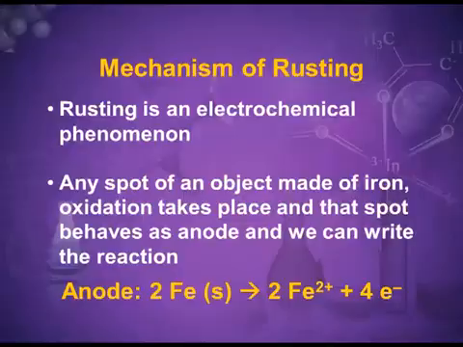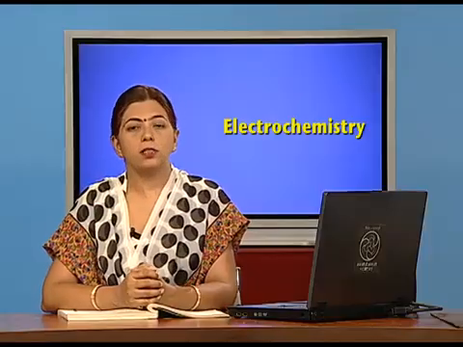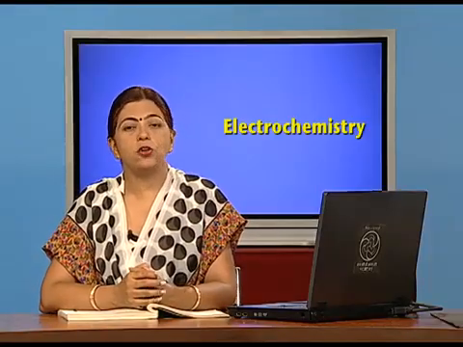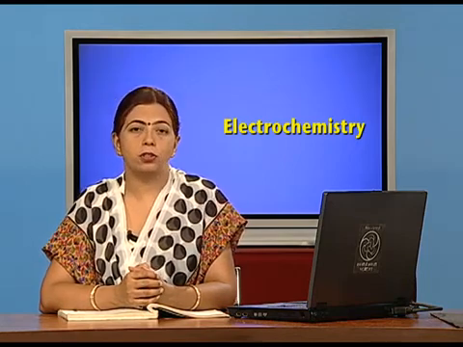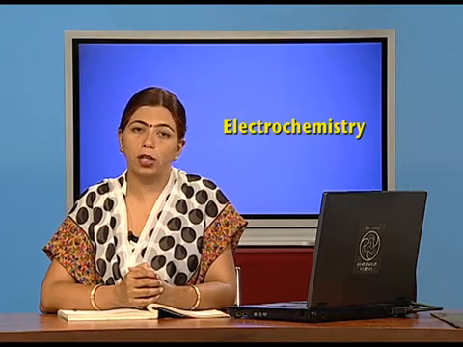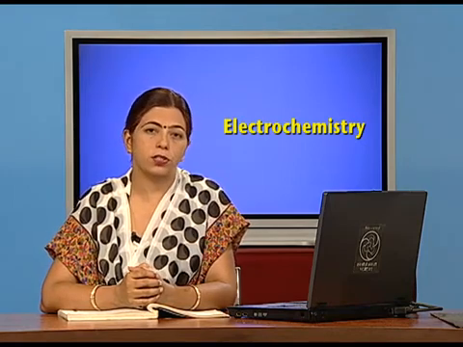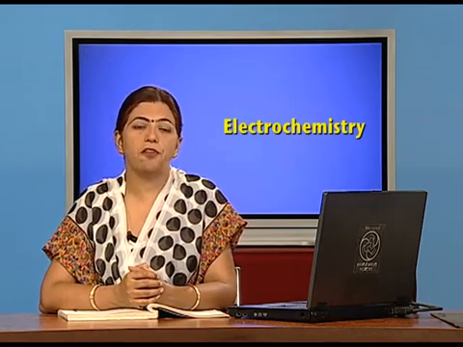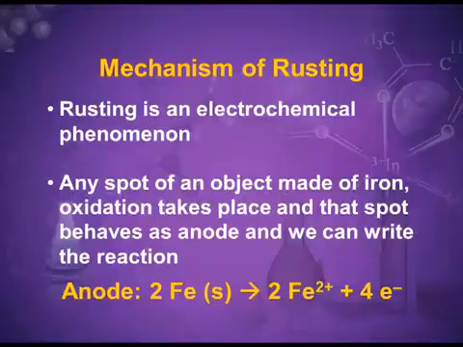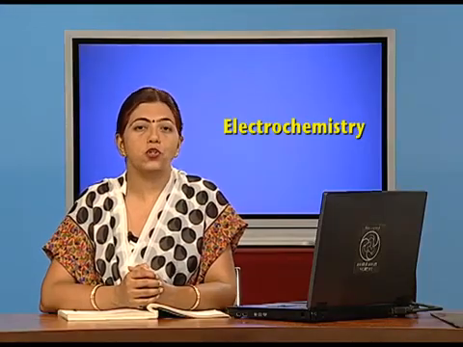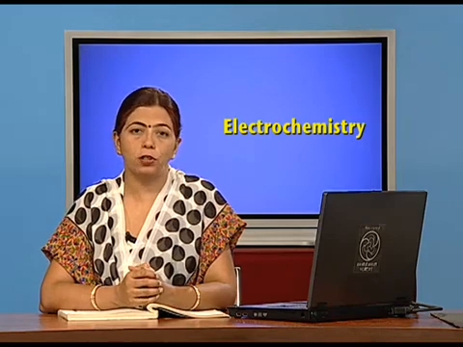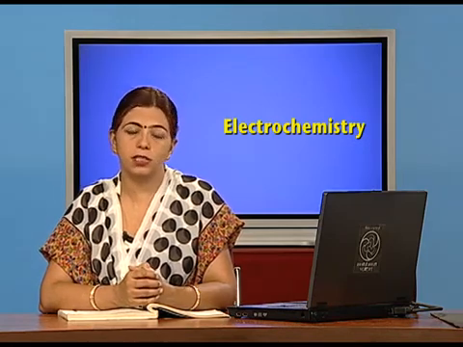Let me explain the mechanism of rusting. Any article made up of iron, when it comes in contact with air and moisture, starts developing a brown coating on it. This brown coating is the rust. Chemically, it is hydrated ferric oxide. Now, any point on the iron which first comes in contact with the air and the moisture starts acting as anode. Anode means loss of electron takes place at that point, that is oxidation. So, the iron at that point loses electrons and is oxidized to the ferrous state.